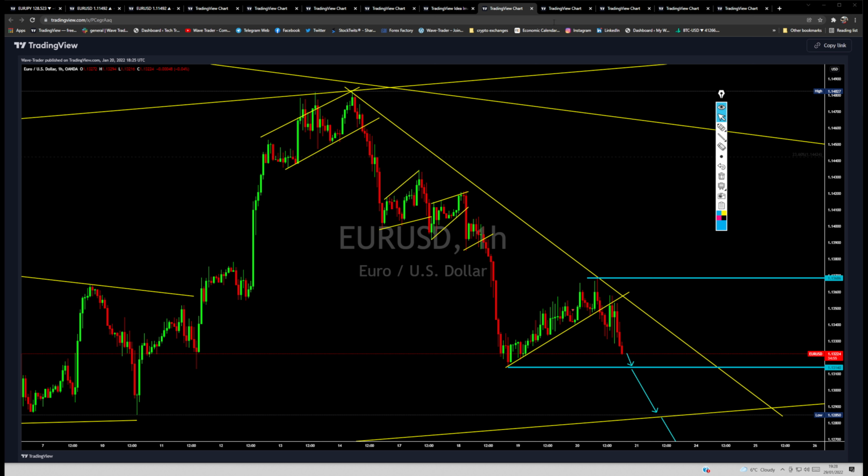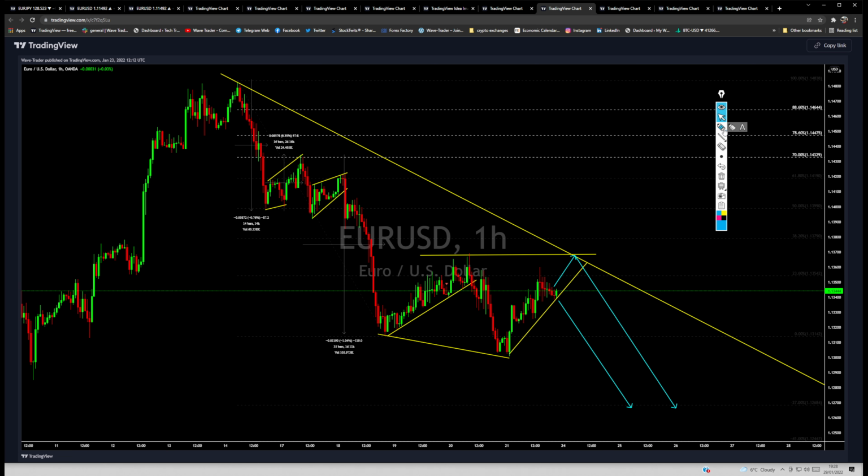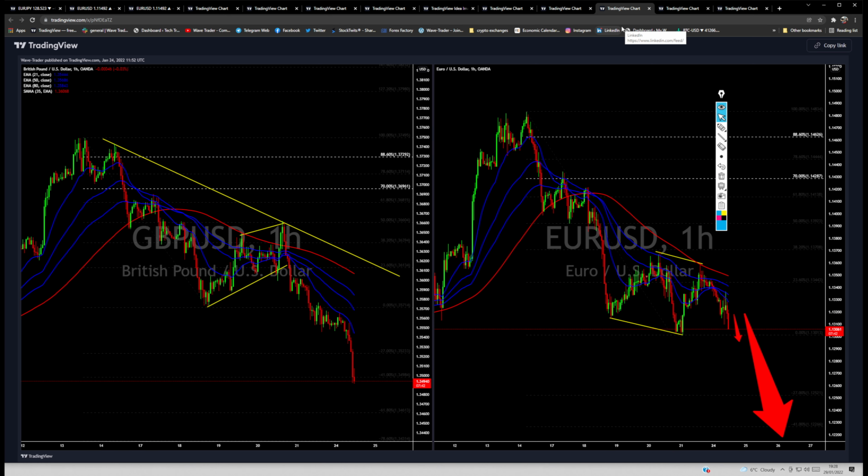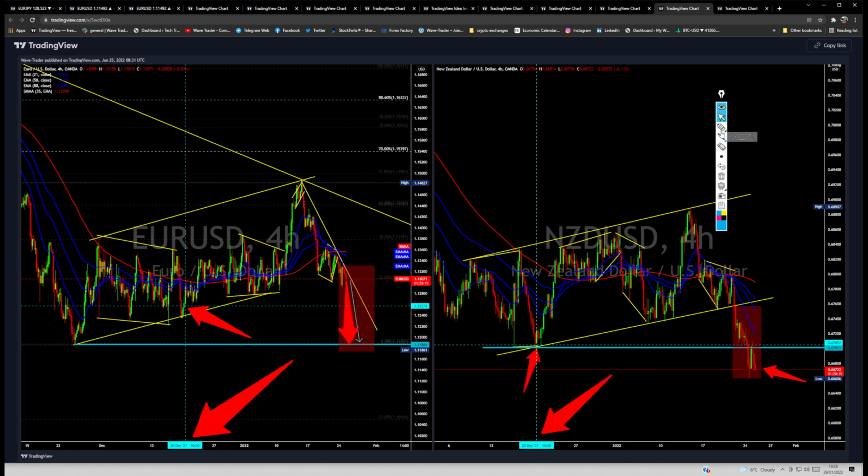Then price went for another correction ahead of the Fed rate decision last week. We were expecting it to break out too during the Fed rate decision, and we got a breakout. This is what we were expecting during the Fed rate decision.